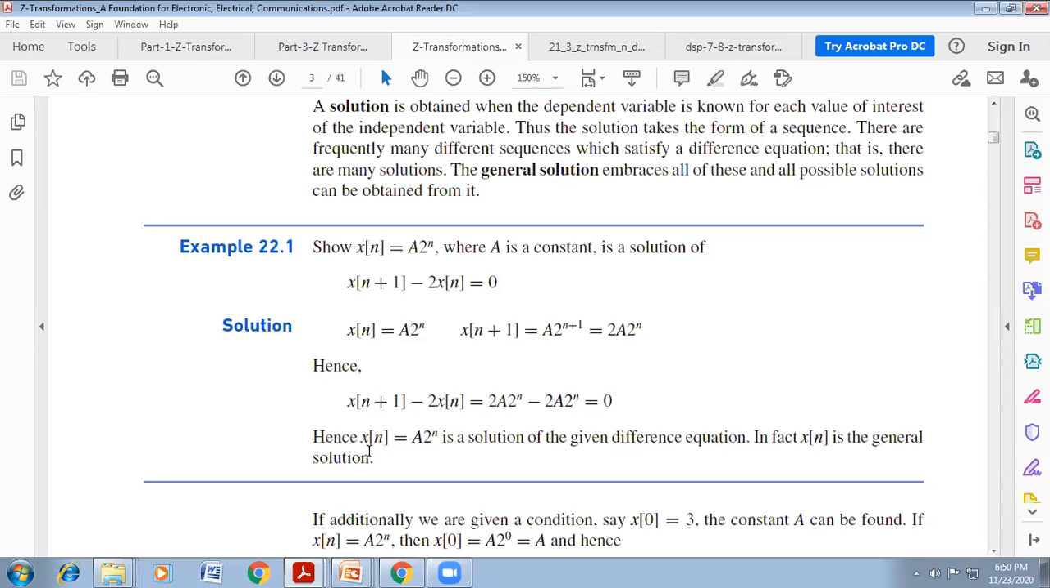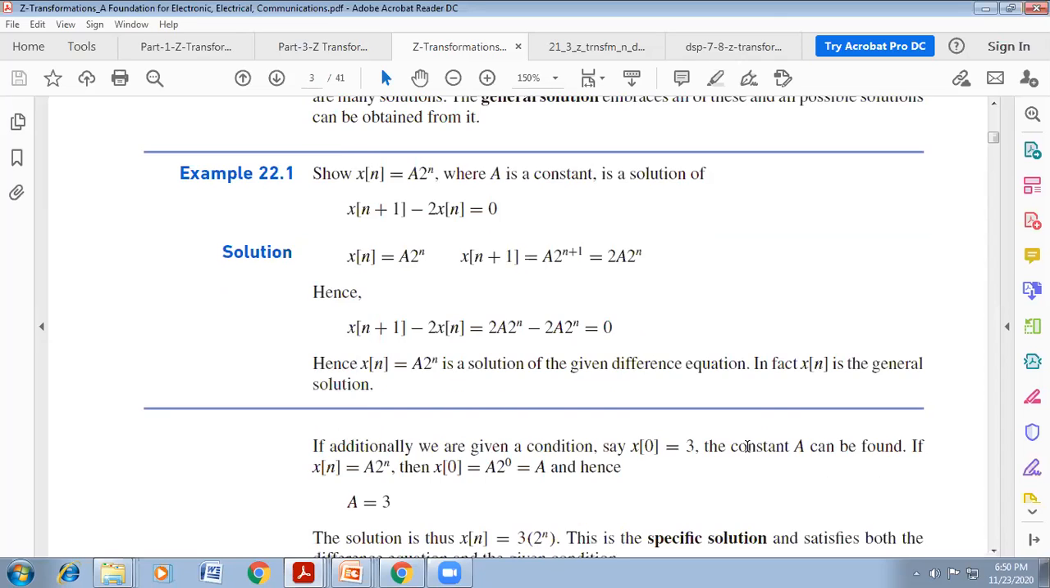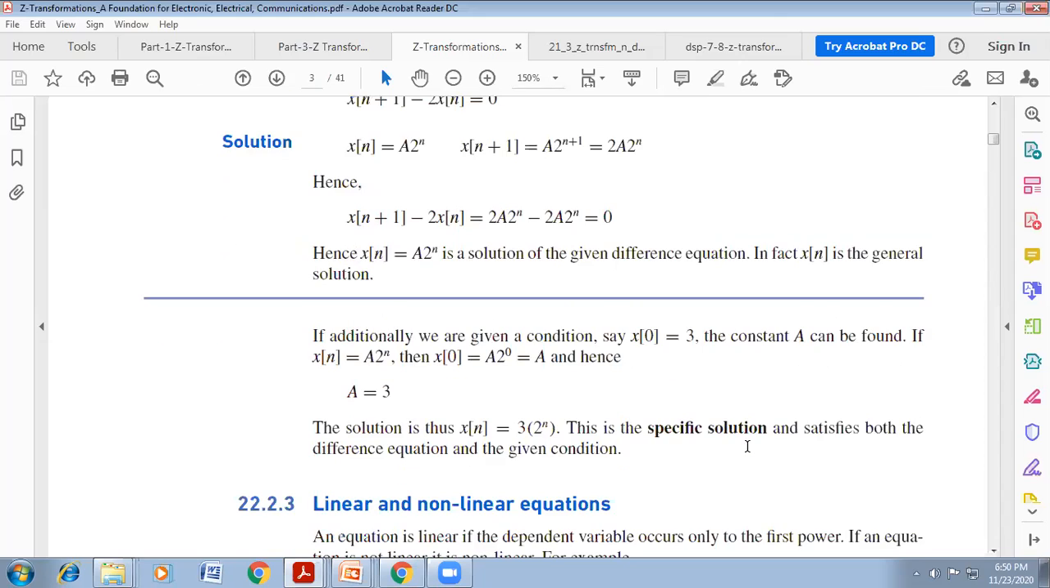Hence, xn equals a into 2 to the power n is a solution of the given difference equation. In fact, xn is the general solution, not a particular solution. If additionally we are given a condition, say x0 equals 3, suppose there is an initial condition: for n equals 0, x equals 3.